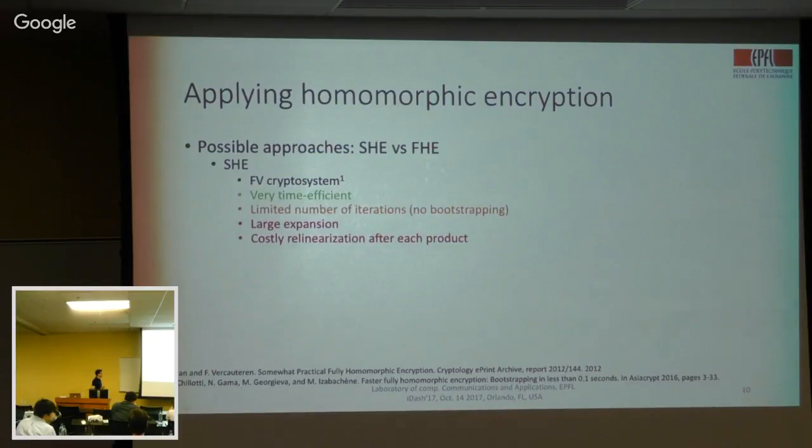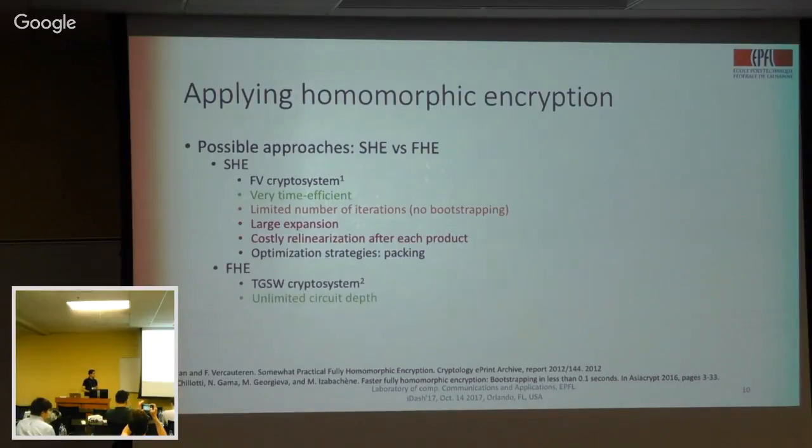So the cryptographic solution for this, we can apply the soft fork encryption, which we chose the family for pattern crypto system. It's very time efficient. It allows only a limited number of iterations because we are not applying bootstrapping, so it's not available before. The solution was not presented just before. And it has a large cyclic expansion and also a cost of minimization at each product. But the good thing is that we can apply to these strategies by packing the numbers and producing this large expansion, and we can execute arithmetic circuits, and we need to resort to binary circuits.